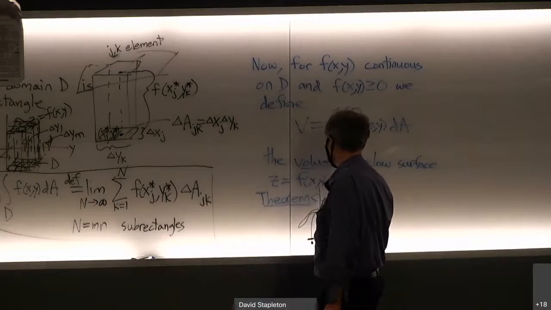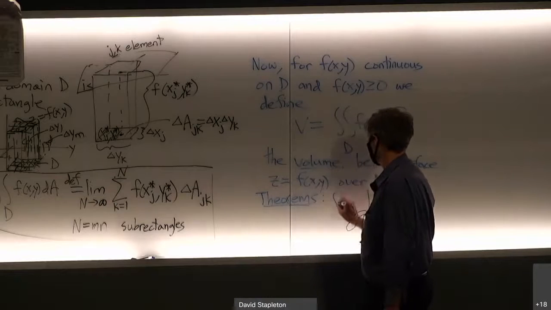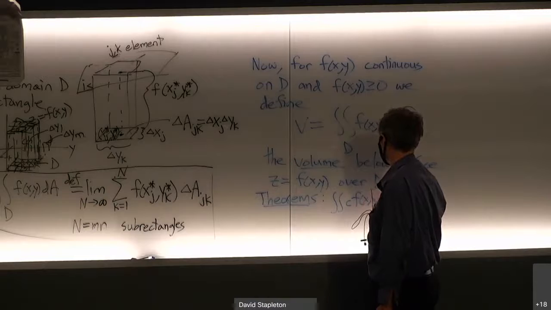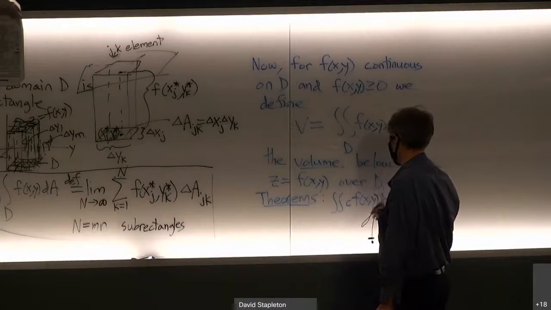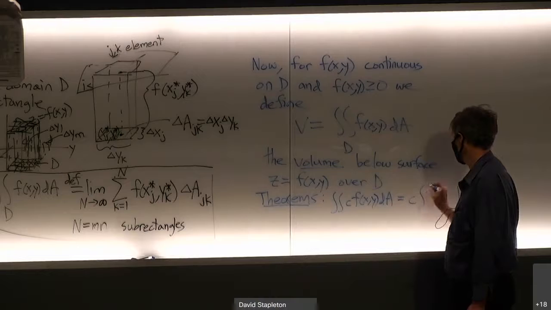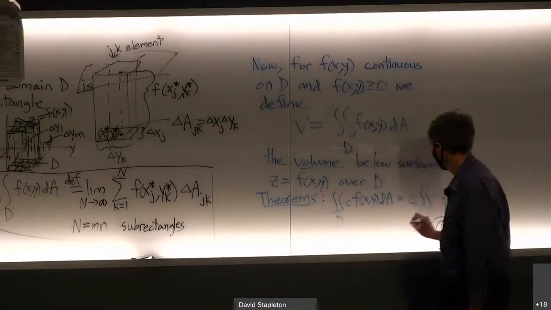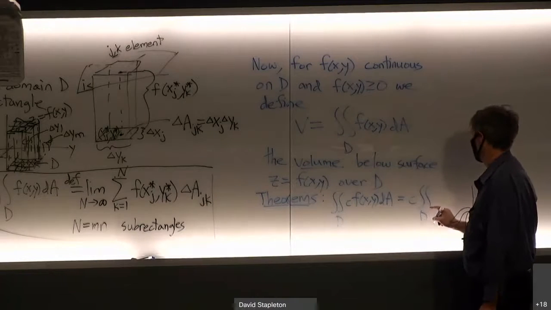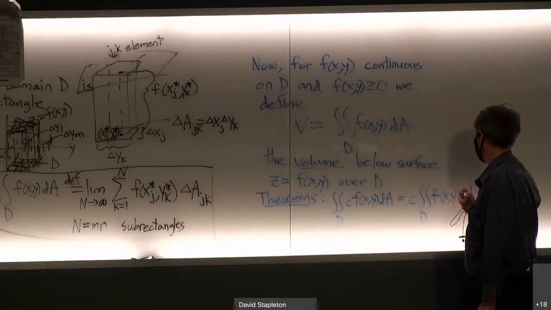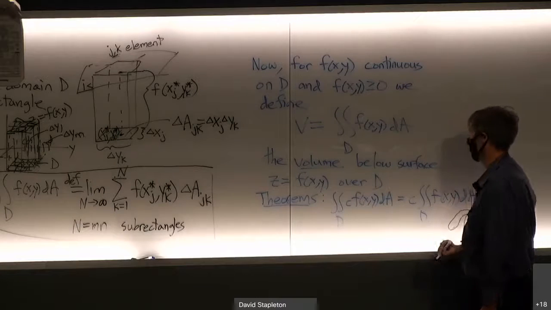So theorems include that the double integral of a constant times a function, I bet you can guess this one, what happens to the constant? Yeah, you can pull it out. It's the double integral without the constant multiplied by the constant on the outside. So the c comes out just like it did in calculus 1.